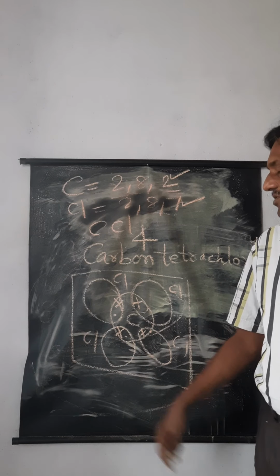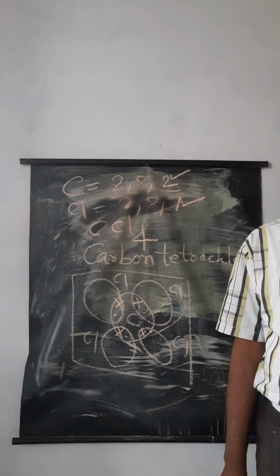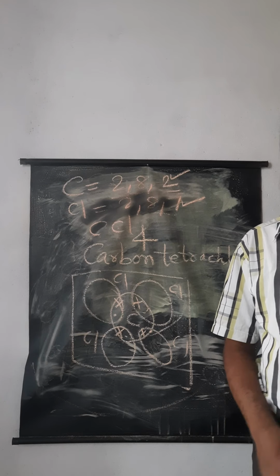So in this way, this is a simple example. By taking a simple example, I have tried to explain ionic and covalent bond. Thank you, students.